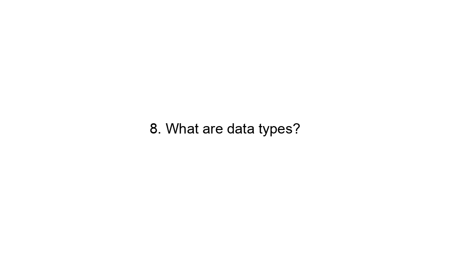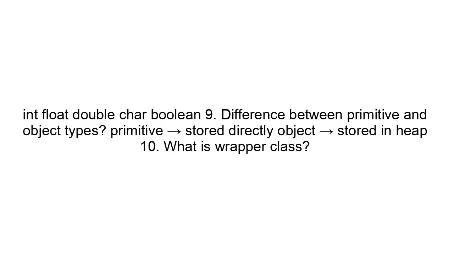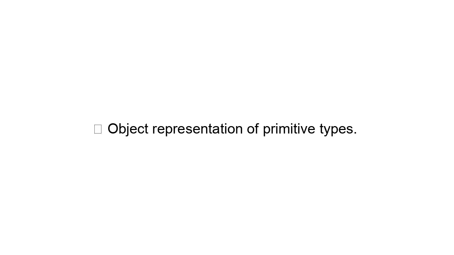8. What are data types? Primitive: int, float, double, char, boolean. 9. What is the difference between primitive and object types? Primitive means stored directly. Object means stored in heap. 10. What is a wrapper class? Object representation of primitive types.